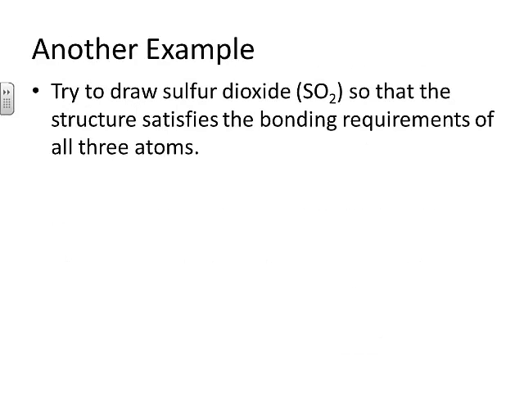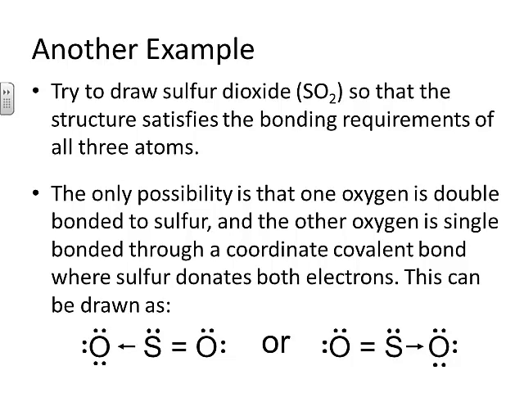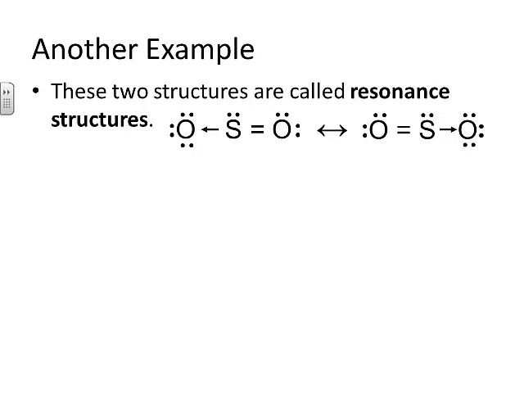Let's try to draw sulfur dioxide so that the structure satisfies the bonding requirements of all three atoms. The only possibility is that one oxygen is double bonded to sulfur and the other oxygen is single bonded through a coordinate covalent bond where sulfur donates both electrons. Now this can be drawn as either one of these diagrams. So which one is it? These two structures are called resonance structures, and so we draw them both, not just one of them.